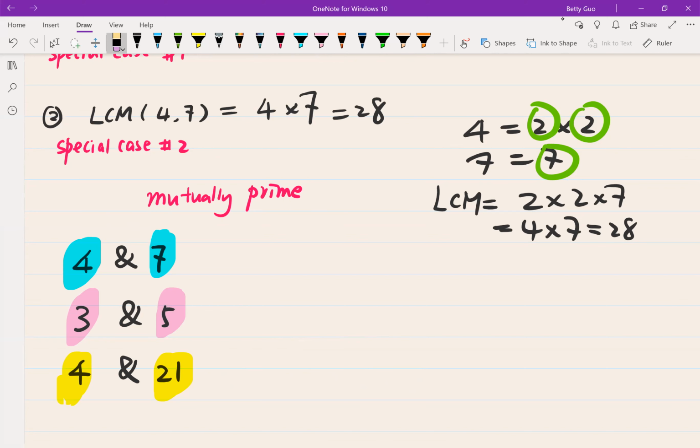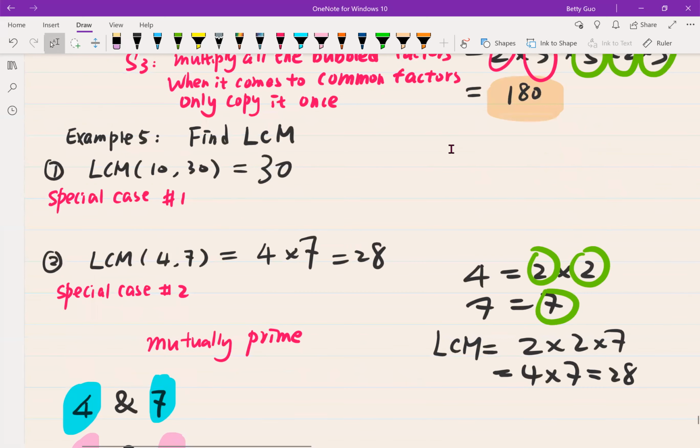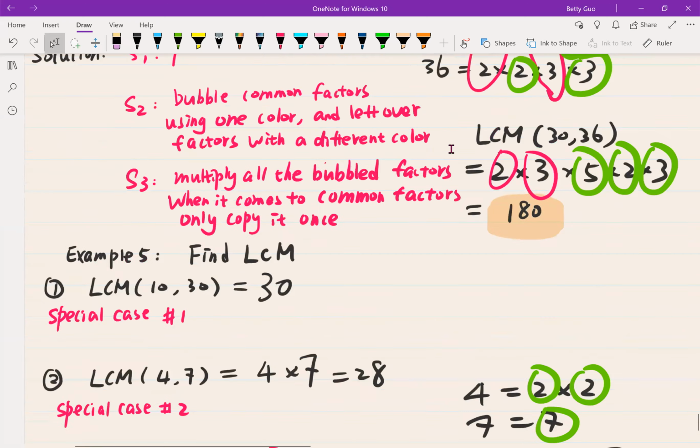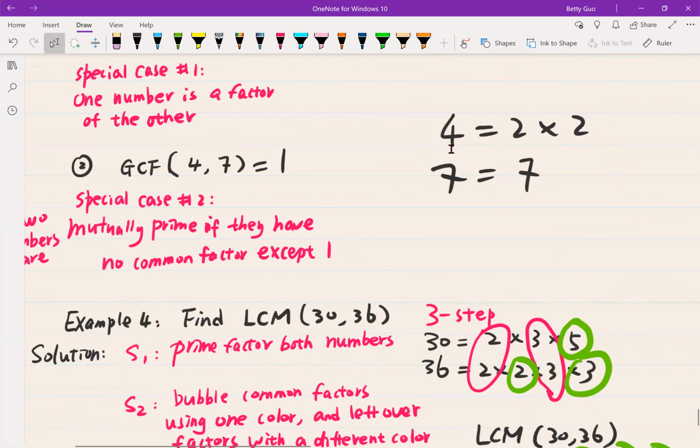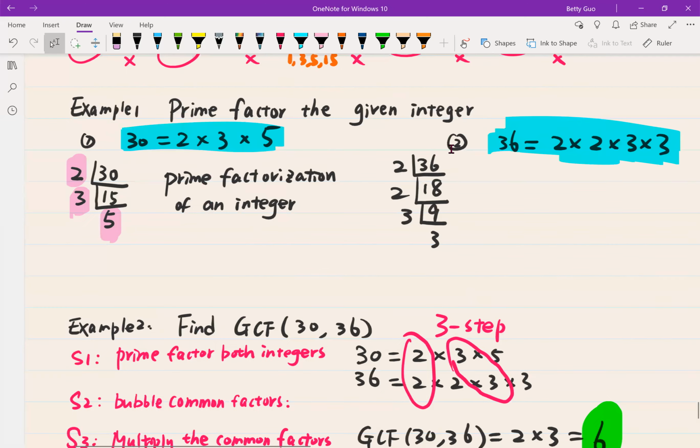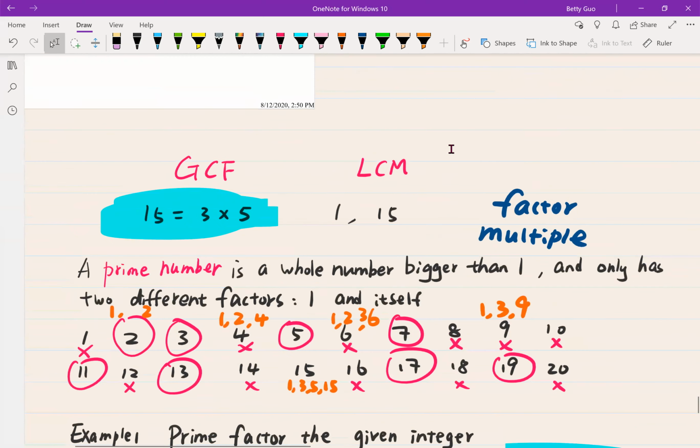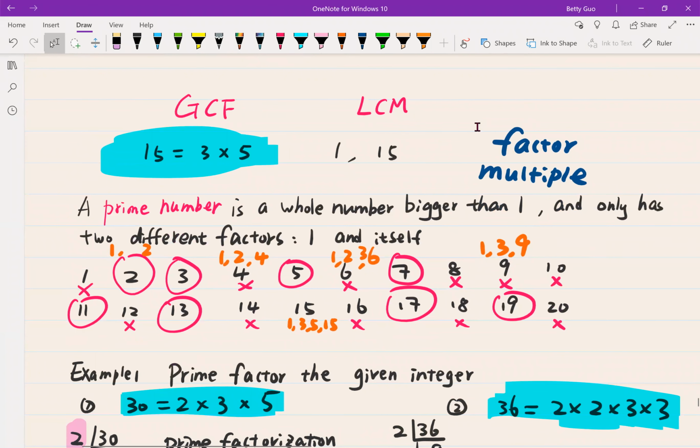That's special case number 2. In special case number 2, two numbers are mutually prime, GCF is 1, LCM is their product. Special case number 1, GCF is the smaller number, LCM is the bigger number. So in this video, we covered how to find the GCF and LCM for two given integers.